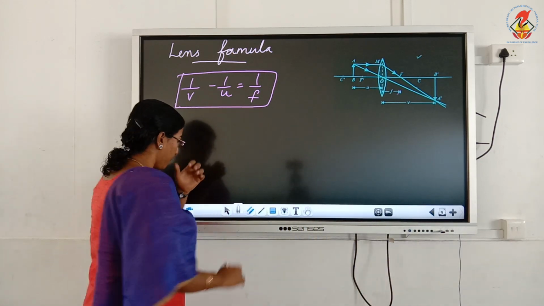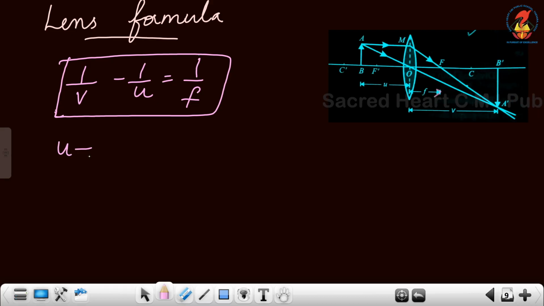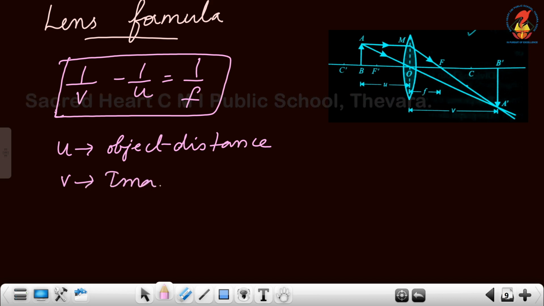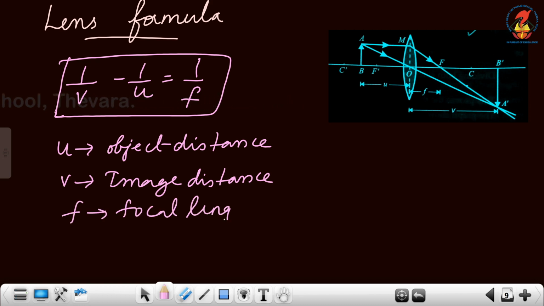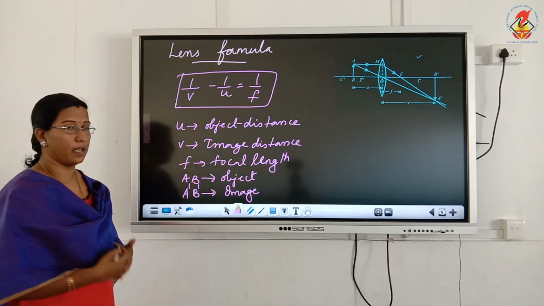Okay, now U is the object distance, V is the image distance, F is the focal length. In this diagram, AB is the object and A dash B dash is the image. Final image formed, final real image.